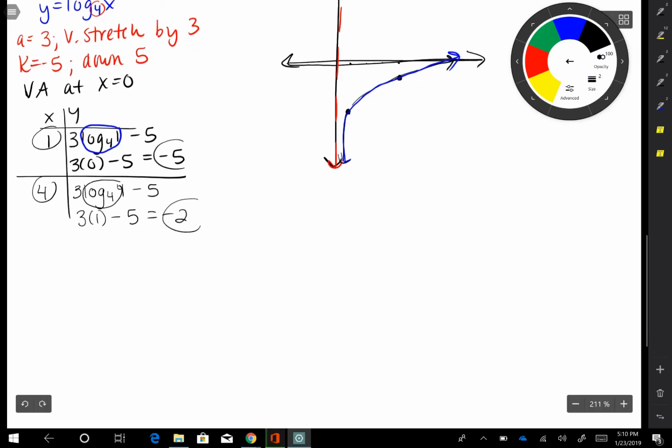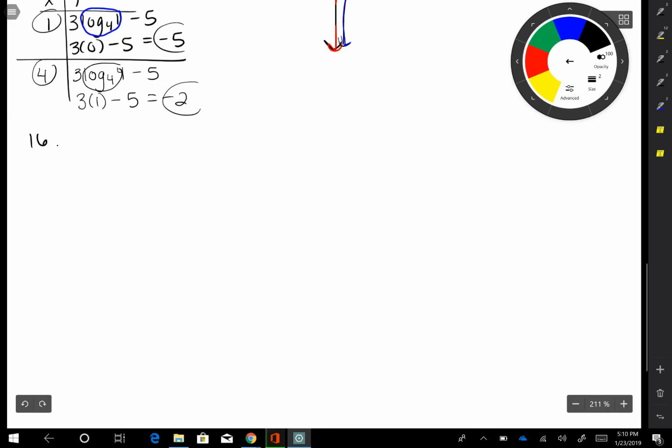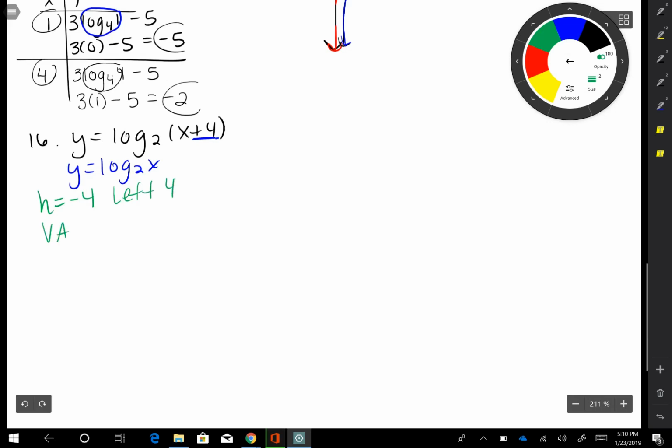All right, last one, everyone. Stick with me. We're rocking it. Here we go. y equals log base 2 of x plus 4. All right, my parent function is y equals log base 2 of x. So the only thing I'm doing here is this plus 4, which means my h value is negative 4. So I'm moving left 4, which changes my vertical asymptote to x equals negative 4.